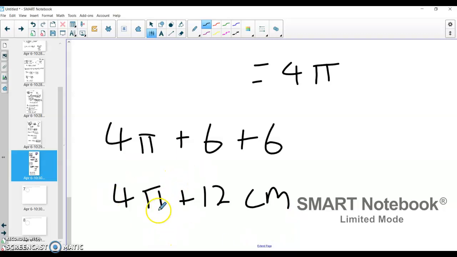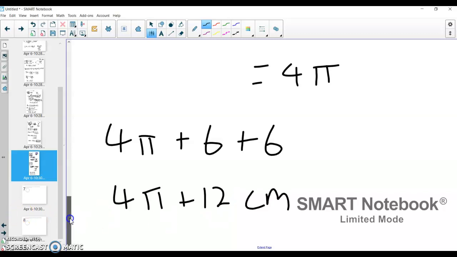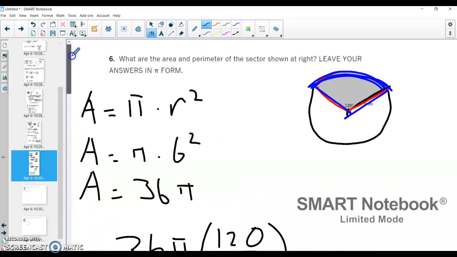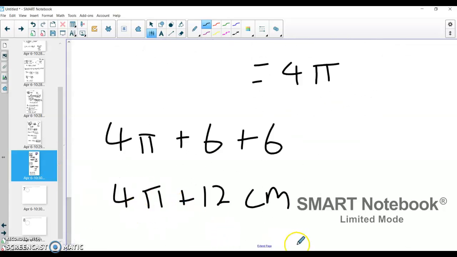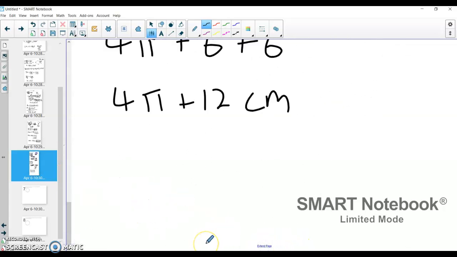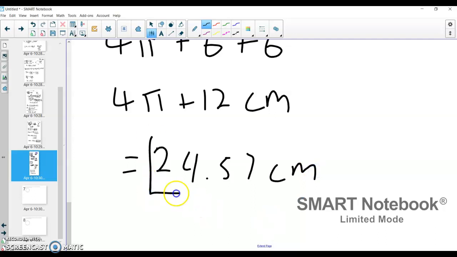Now, if you don't like that answer because it's got a pi and a 12 in it, I don't mind if you put this. The only reason I'm leaving it like that is because it says to leave it in pi form. Now, when it looks like this, you could leave it in this kind of form. That doesn't bother me. Or you could actually, I know even it says pi form, you could do 4 pi plus 12. And if you came up with an answer of 24.57 centimeters, that would be okay with me too.